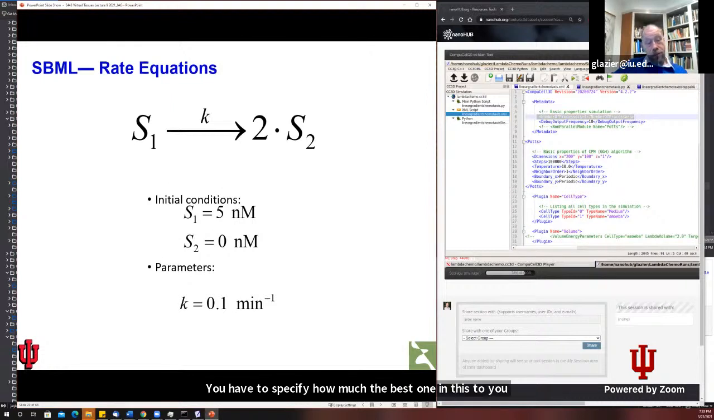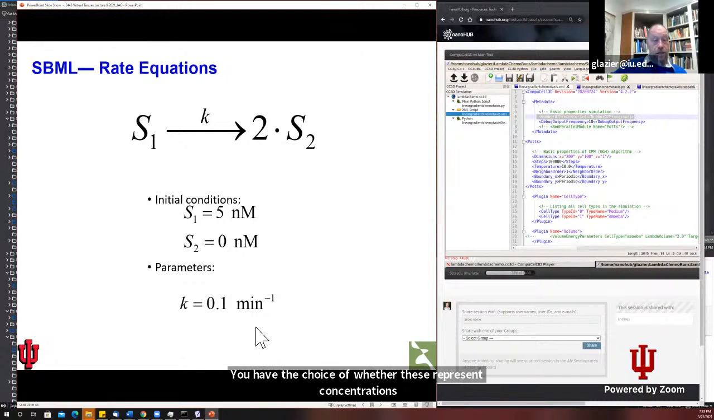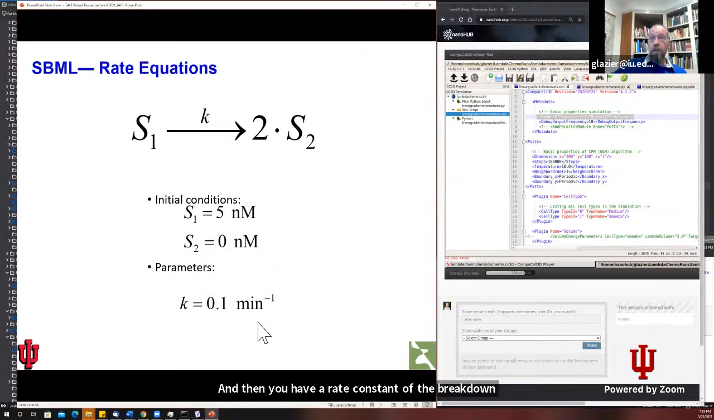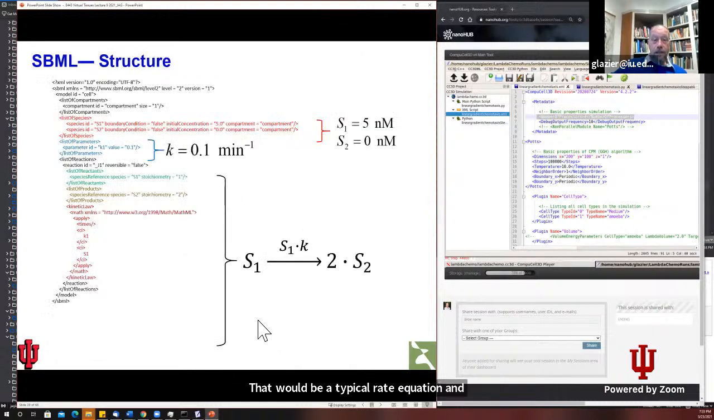You have the choice of whether these represent concentrations or amounts. And then you have a rate constant of the breakdown, for example. And that would be a typical rate equation. And this is what that very simple one-line rate equation looks like when you put it in SPML. It's not that SPML is impossible to read. It's just verbose and slightly awkward.